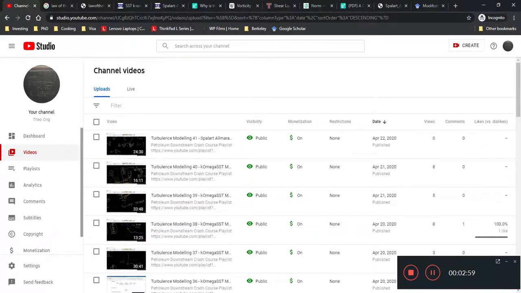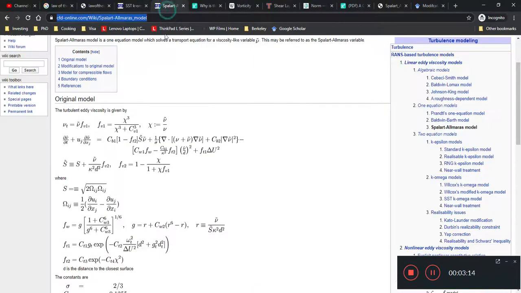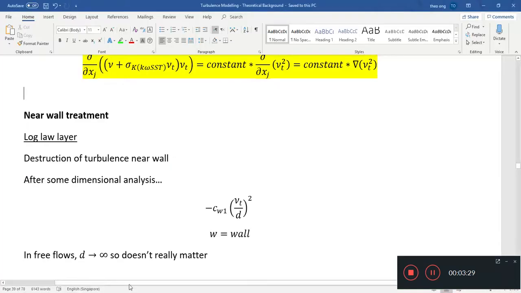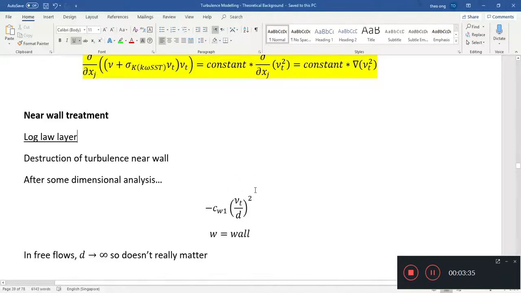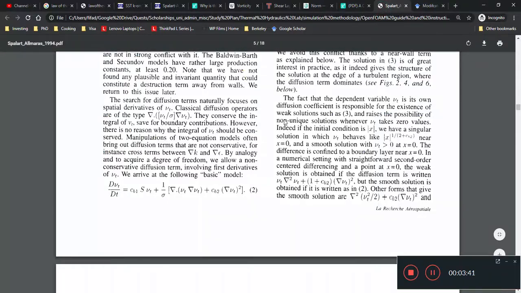We discussed previously that there's a log law layer at the wall, and there were wall functions that help us deal with that. But the nice thing about the Spalart Allmaras model is that these wall functions are built into the main transport equation. The reason why it looks so complicated here is because all the wall treatment is built into the transport equation. So let's follow on this paper and see how things actually develop.